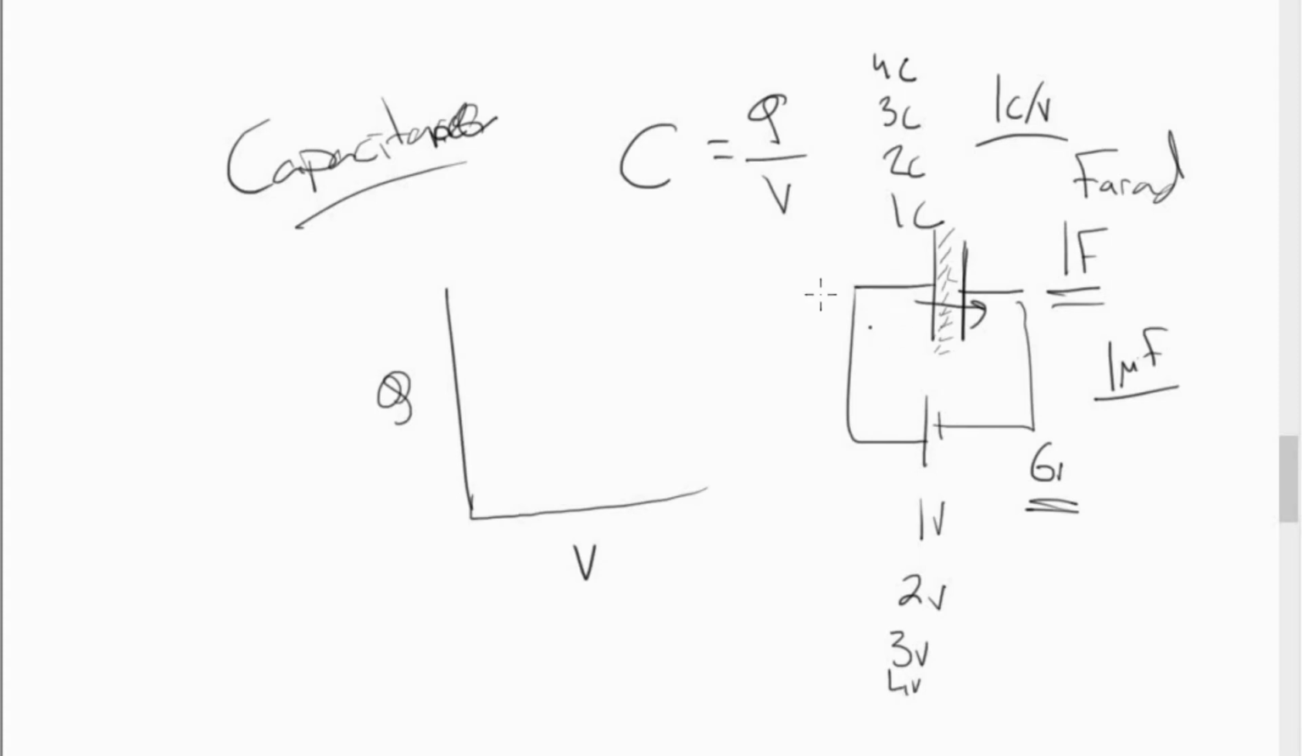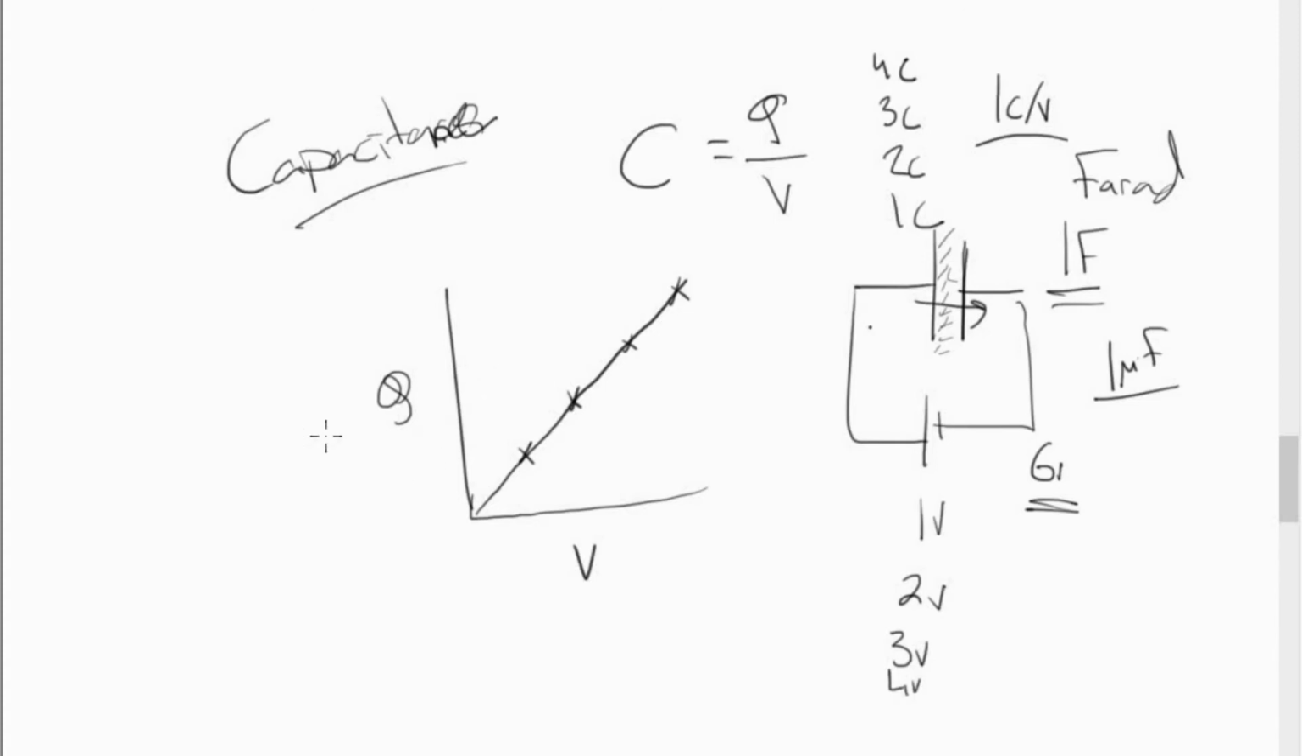Now, what kind of graph will we get? If we apply 1 volt, we get 1 coulomb of charge, 2 volts gives 2 coulombs, 3 volts gives 3 coulombs, and so on. You get a straight line. Right? More or less. Now, notice here: obviously, the graph's gradient is capacitance.